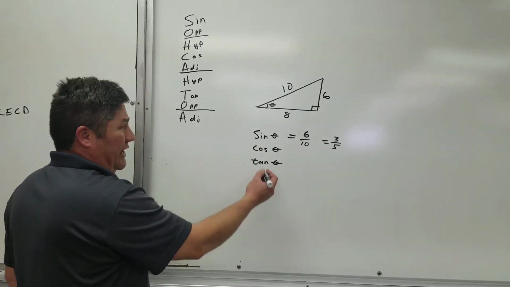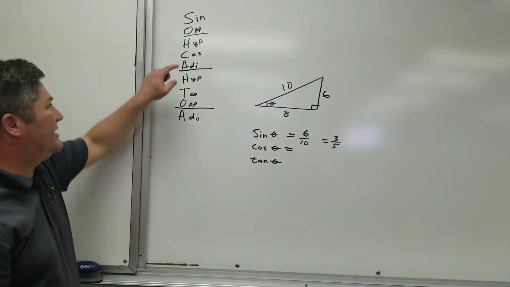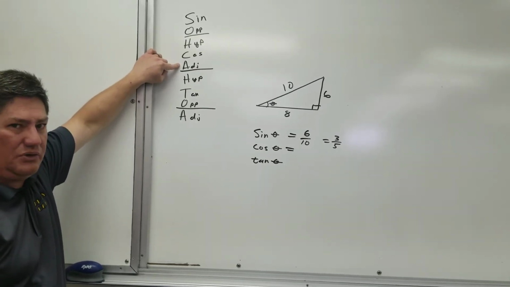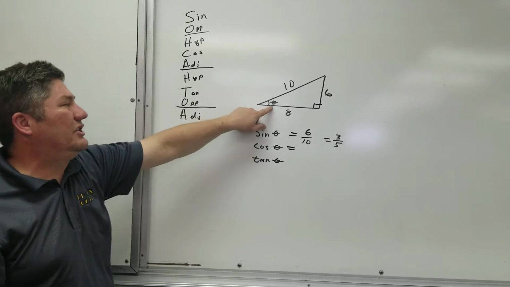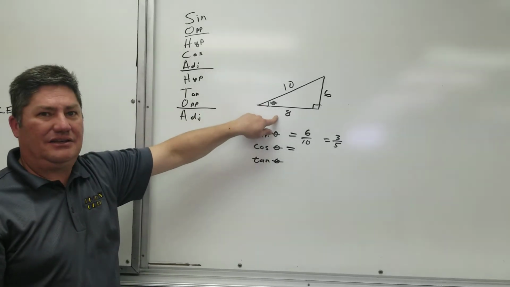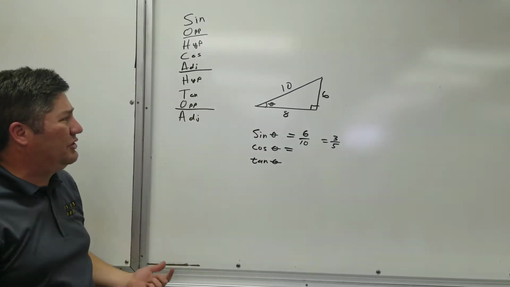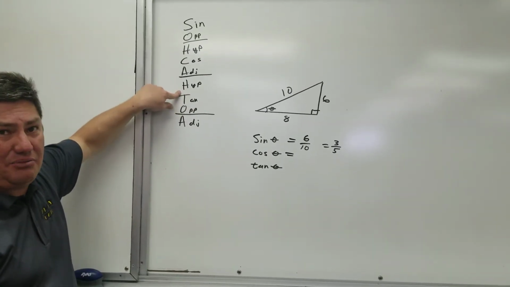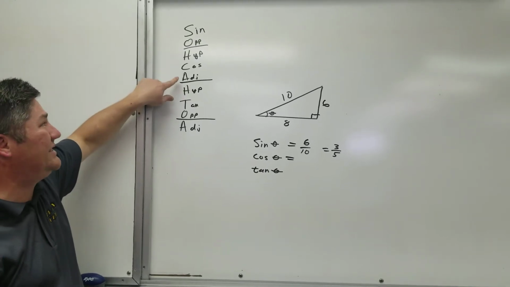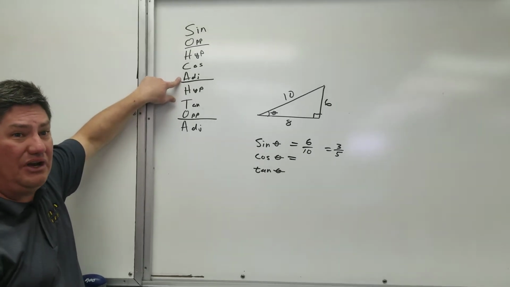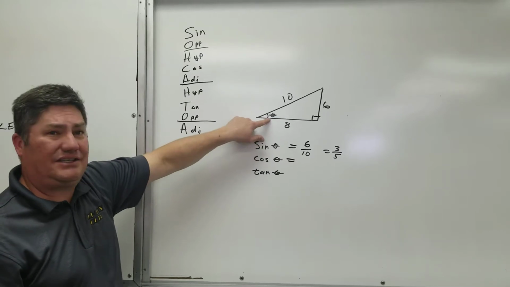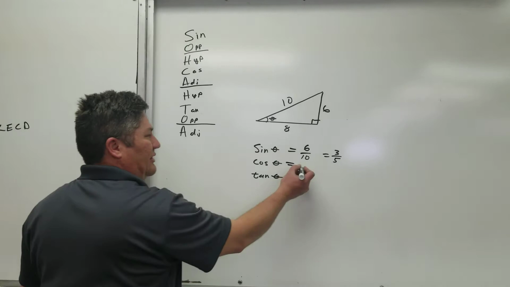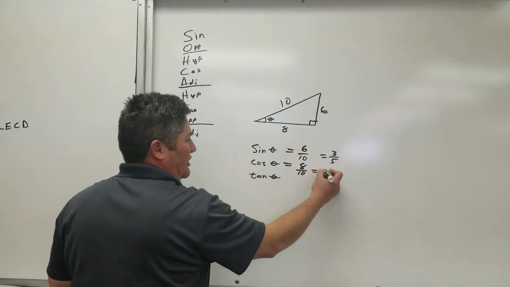Okay? Cosine, very simple. Adjacent. Now a lot of kids mess up what adjacent means. Adjacent means next to. But the problem is next to this angle are both 10 and 8. So you have to be careful there and say, well, which one should I use for the adjacent side? The adjacent side is not the hypotenuse. Okay, so the adjacent side is next to the angle, but not the hypotenuse. So which one is next to theta, but not the hypotenuse? Well, it's 8. So this is going to be 8 over 10, which is 4 over 5.